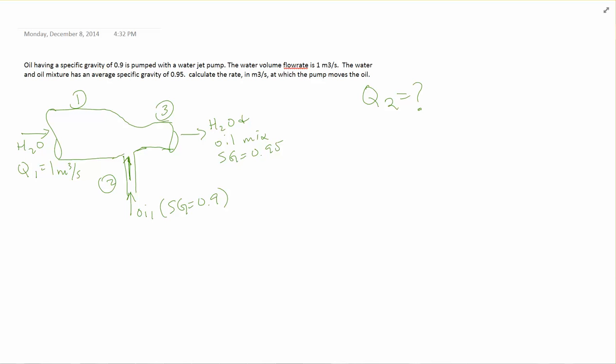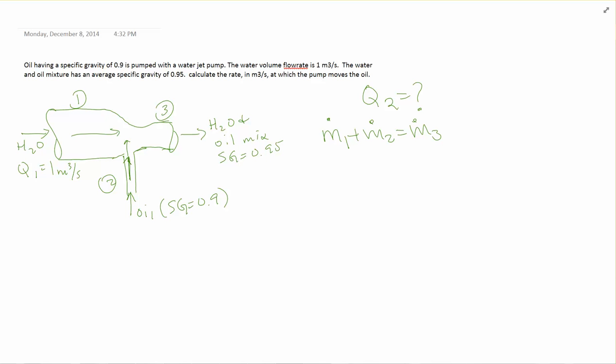First of all, let's look at the equation that we need. We have two inflows: the water and then the oil. They come in, combine, and then flow out of section 3. So we could write that M1 dot plus M2 dot has to equal M3 dot.